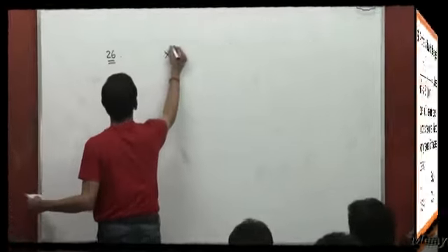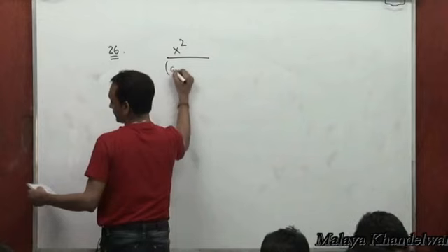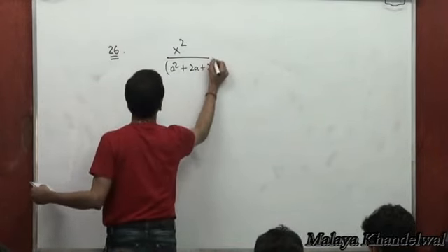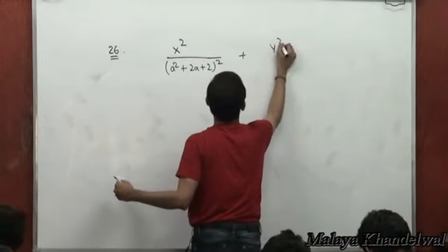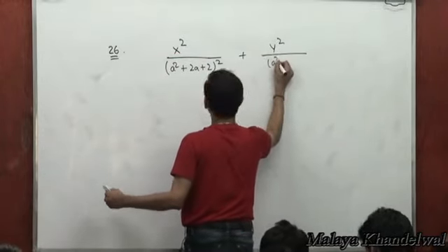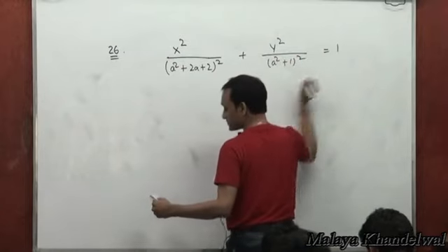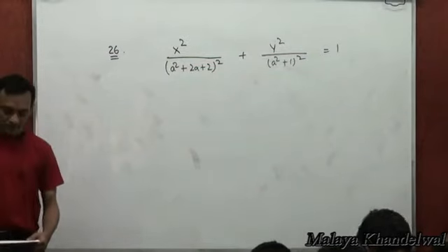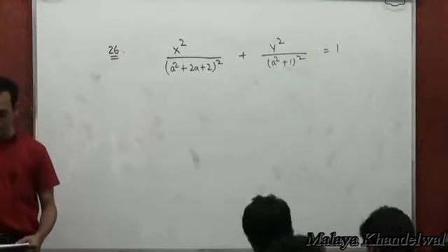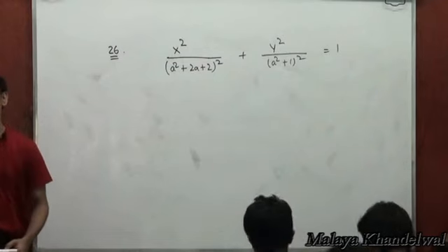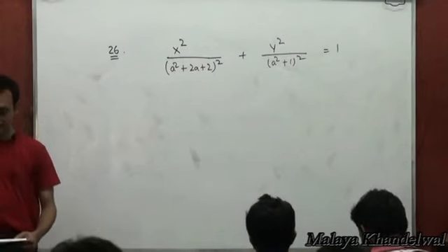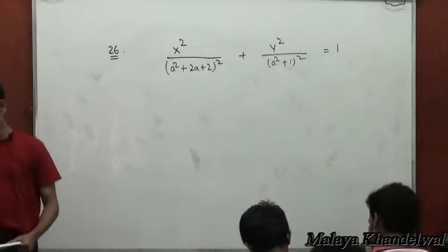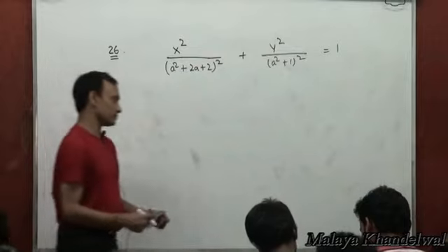There is an ellipse x squared by (a squared plus 2a plus 2) whole square plus y squared by (a squared plus 1) whole square equal to 1. That's an ellipse whose center is O. A normal is drawn to this ellipse. If the maximum radius of the circle centered at the origin and touching the normal is 5, then the values of a are what? That's what we want to find.